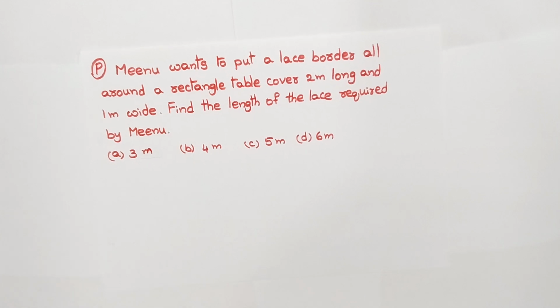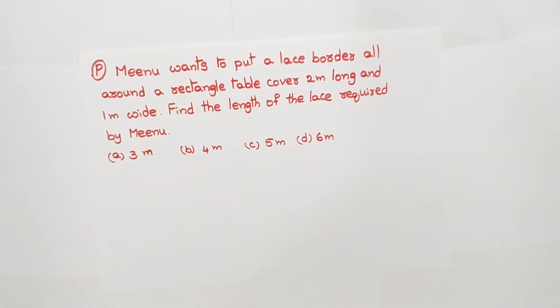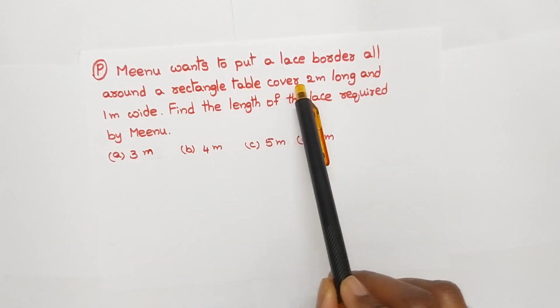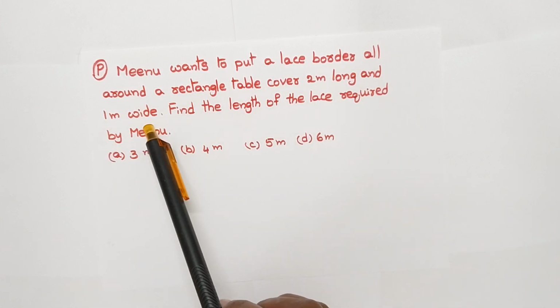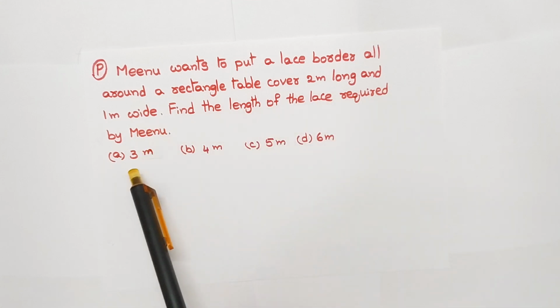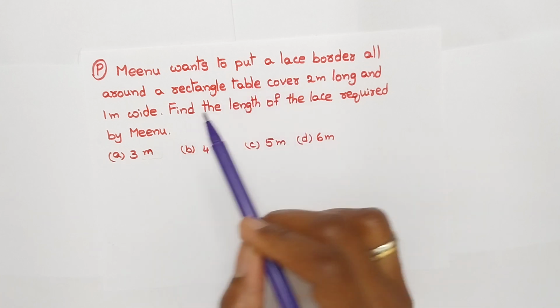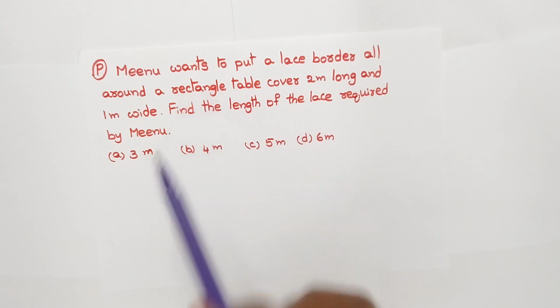Now we see the second problem. What is the problem given? Meenu wants to put a lace border all around a rectangle table cover, 2 meter long and 1 meter wide. Find the length of the lace required by Meenu. In the problem, it's clearly mentioned rectangle table cover, so no need of thinking whether it is square or rectangle. They clearly mentioned it's a rectangle.